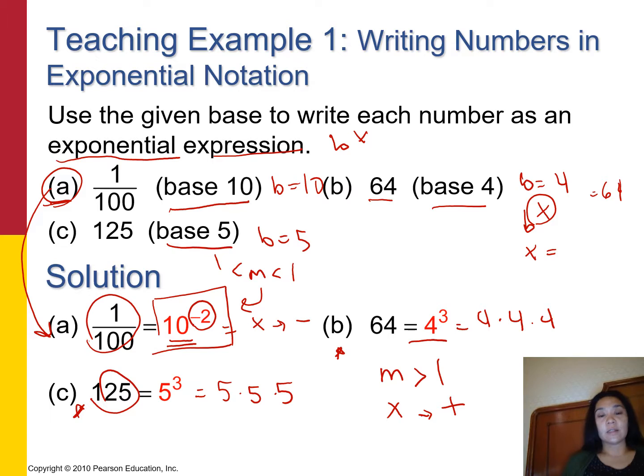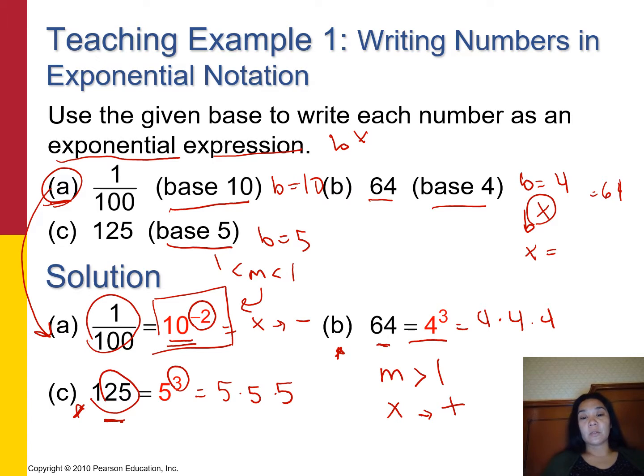Okay, if you have a number that's less than 1, you typically have an x that is negative. Now if you have a number that's greater than 1, like b or c, you're going to have an exponent that's positive. Now these are simple numbers. Typically you write things in exponential notation when you're dealing with millions, billions, trillions, and even larger numbers.